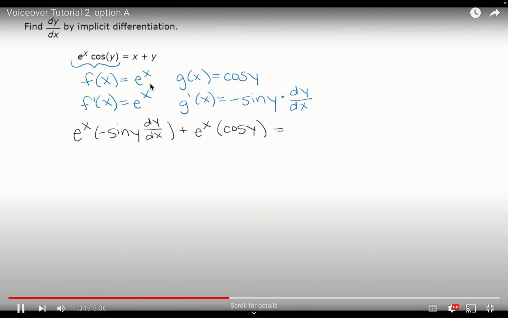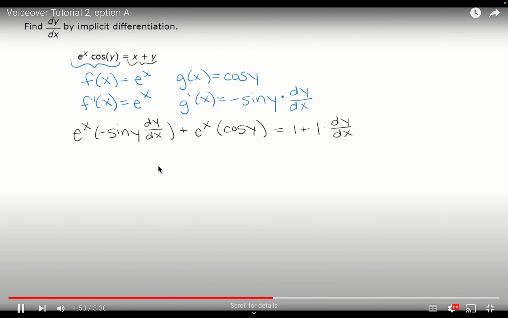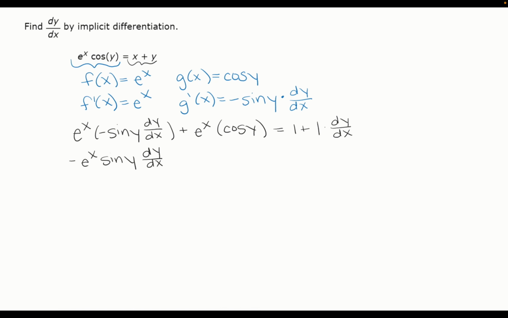And now we have to get the derivative of the right side, which is 1 and 1. But since we have a y, we will be multiplying that by dy over dx, because that is the variable that we're trying to find. And now, to make this simpler, we're going to distribute the e to the x's to make this look a little cleaner and easier to find.